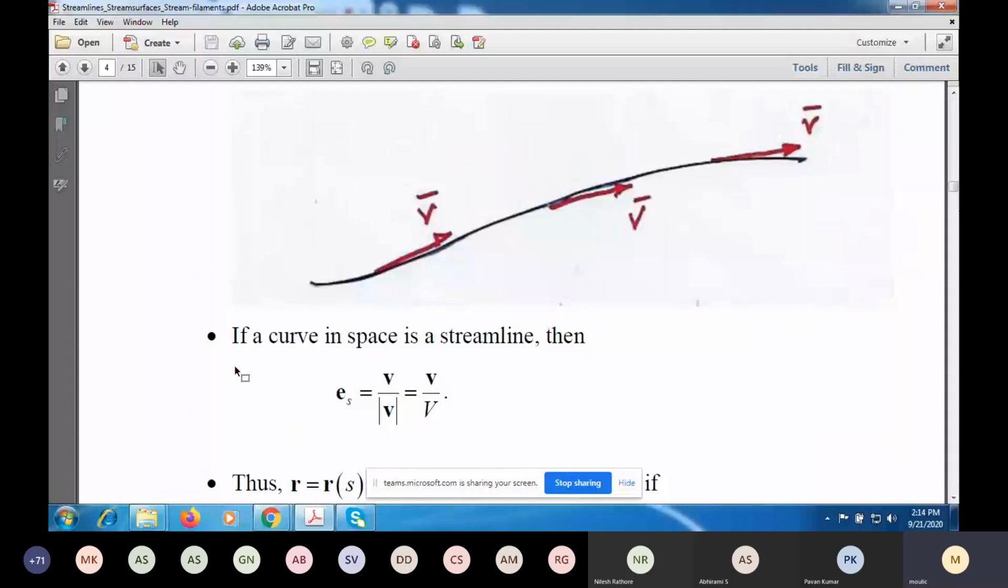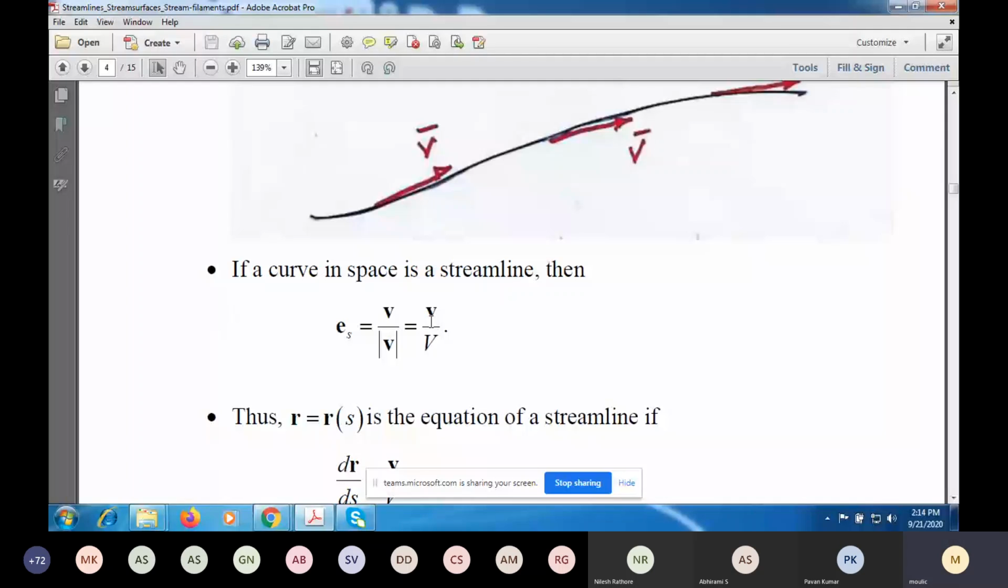So if a curve in space is a streamline, then we'll say the unit vector e_s, which is tangent to the curve, is the velocity vector divided by its magnitude. To make it a unit vector, I have to divide the vector V by its magnitude. We can use the symbol capital V, scalar V, to denote the magnitude of the vector V. So e_s equals vector V by V. Now this we'll use later on to look at Euler's equations of motion in streamline coordinates. That's why we are talking about it. At that time, I'll simply write the vector V as a scalar V times e_s.